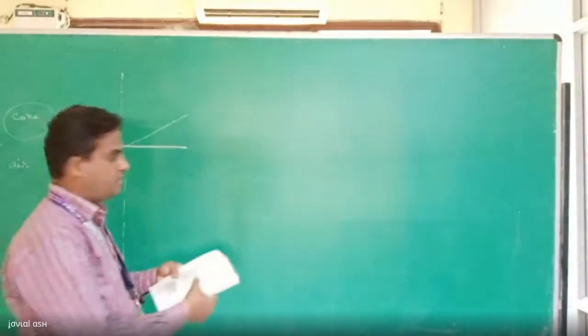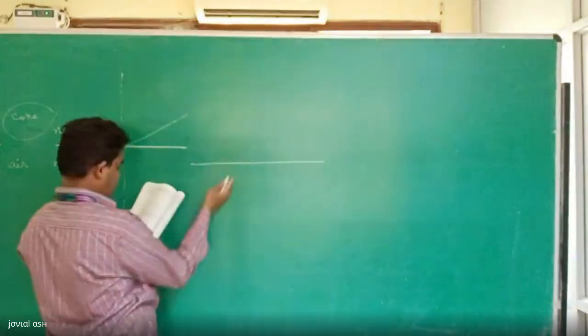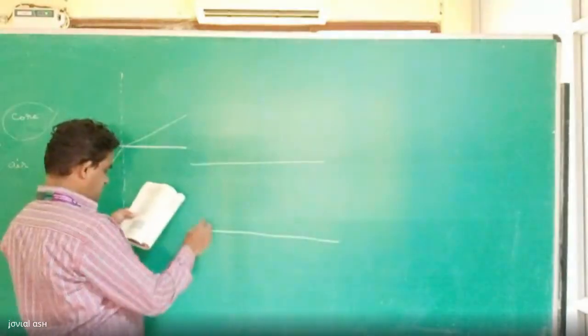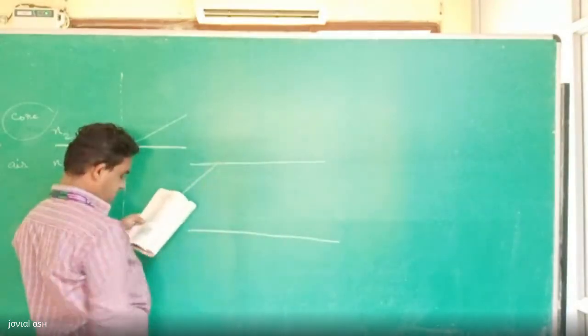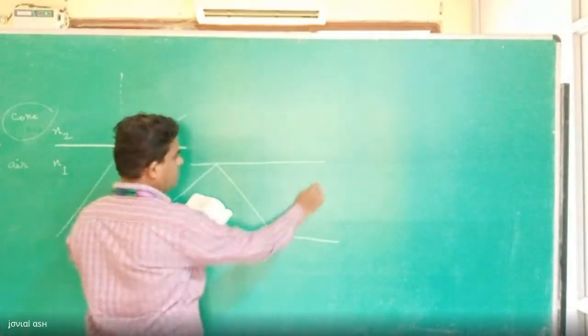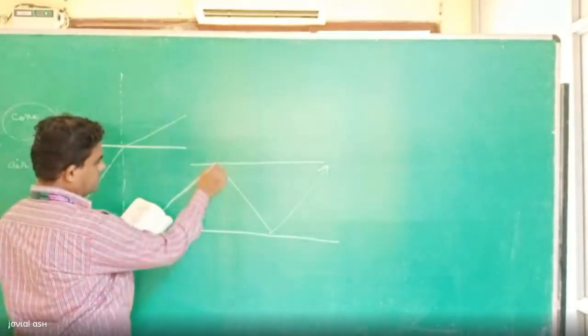We'll just see what this concept is now. We'll draw a simple diagram to explain. See, this is the core of your fiber. This is the optical core. So you have light rays entering here. Again it will reflect back here. Again it will reflect back. So this is what happens.